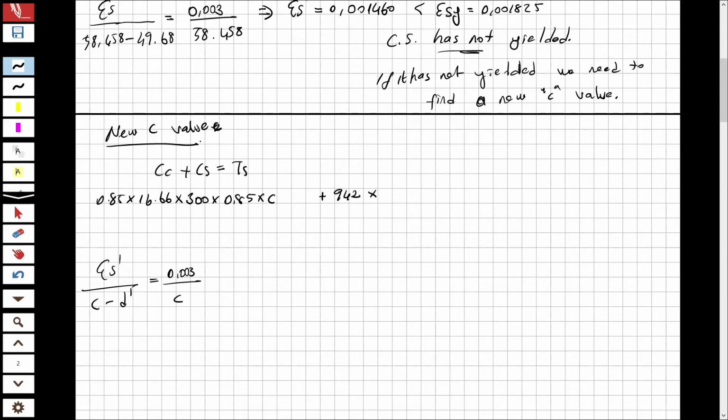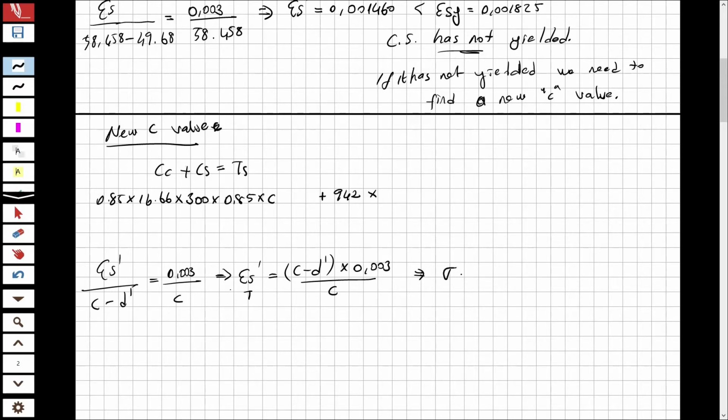And also I'm going to give you a formula, okay? So it's going to be easier to determine the new C value. And from this, now we are going to obtain this value. Sorry, one second. Epsilon S prime equal to C minus D prime multiplied with 0.003, okay, over C. And now for this epsilon S prime, we know the formulation.